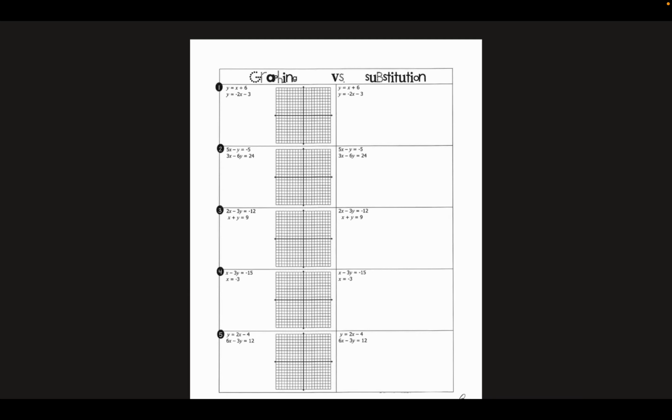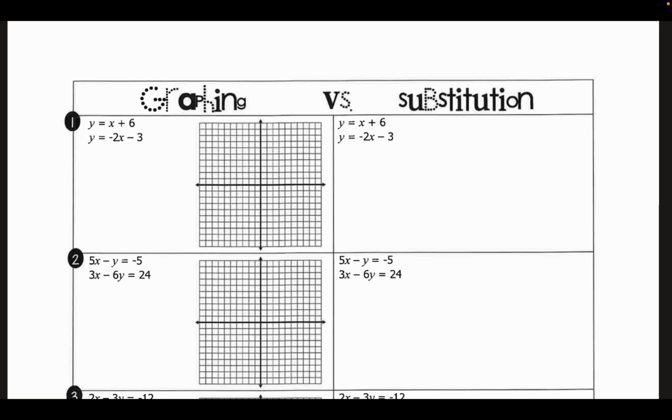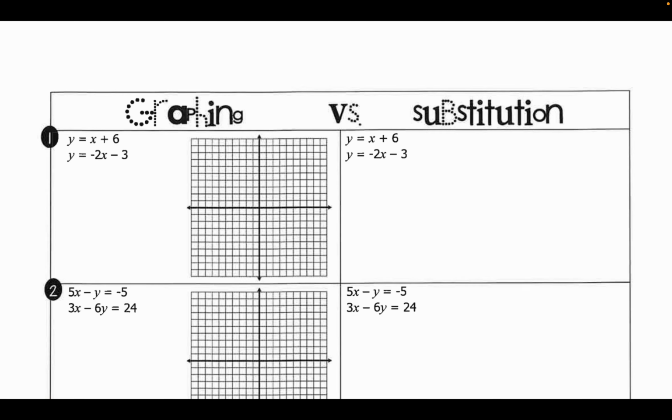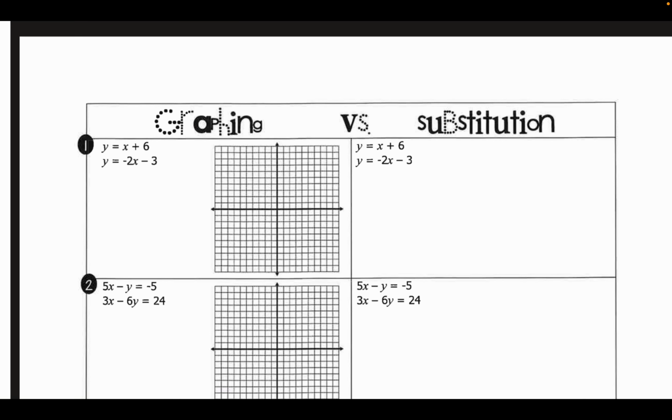On to this next page, we're going to compare graphing to substitution. We're going to be solving these equations by both graphing and substitution, and just showcasing that you get the same answer either way. Now, number 1 here, you get y equals x plus 6 and y equals negative 2x minus 3. You'll notice that's for both of these.